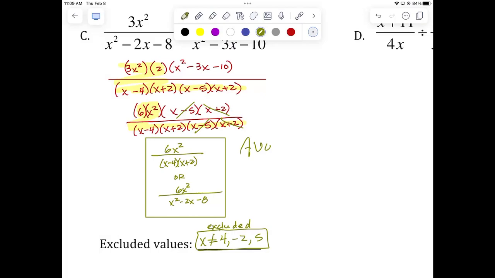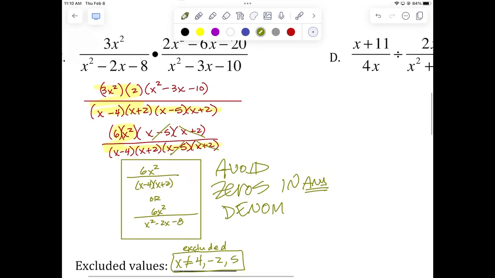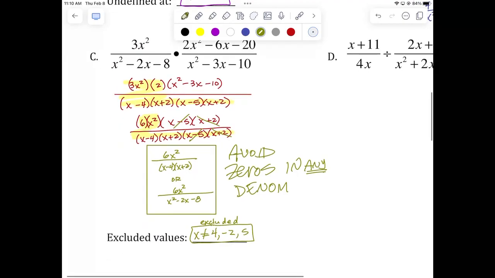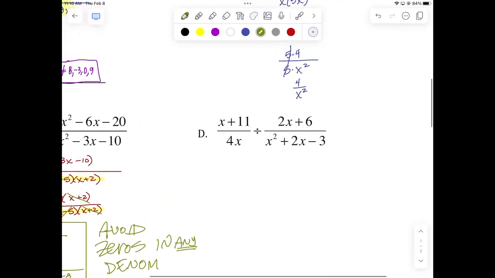We're trying to avoid zeros in the denominator. Any denominator. So if it says like 3x squared in the denominator, then you put a 0? Correct. Yeah, in any denominator. All right, so the excluded values are just the roots of the factored denominator, which are 4, -2, 5, and -2. But we don't have to list -2 twice, do we? Nope. All right. Y'all do this one now on your own.